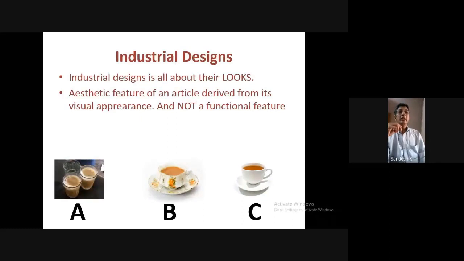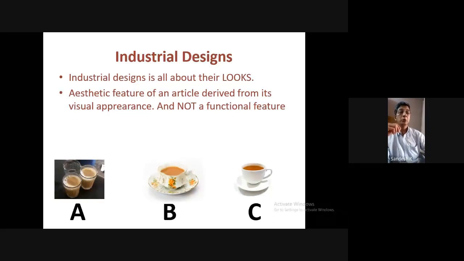Industrial design is the only criterion of how it looks to your eyes. Now you can see the 3 cups. Just looking at the cups, we can make it out: the cup B is different from the other two. I'm not talking about the tea. I'm talking about the shape of the cup, the color of the cup, and the saucer. So that is a tradable commodity.